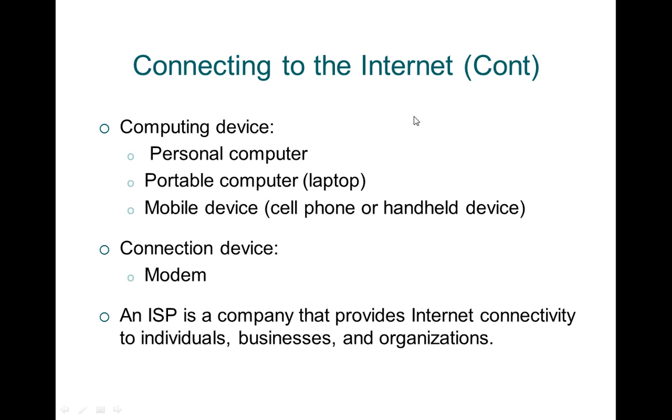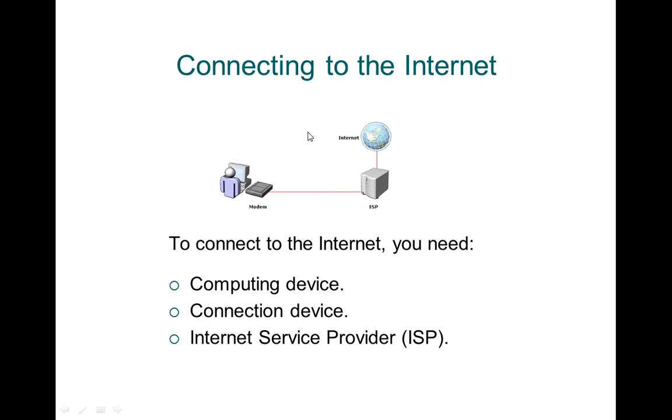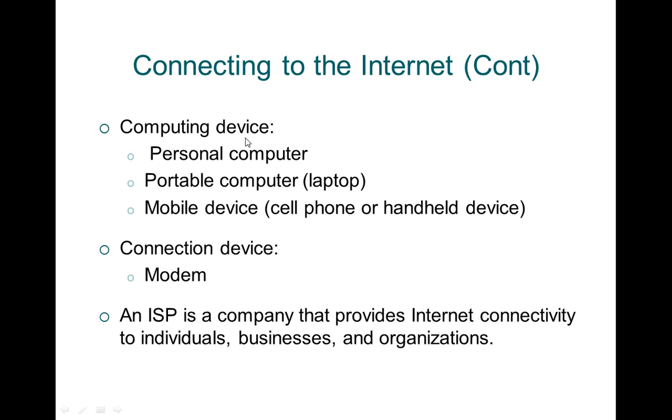Then next is how to connect to the internet, or what are the requirements of the internet. These are the computing device, then the connection device, then the ISP. Computing device includes a personal computer, laptop or mobile device. It means you can use any type of computing device to connect to the internet: either a personal computer, a portable computer that is a laptop, or a mobile device.